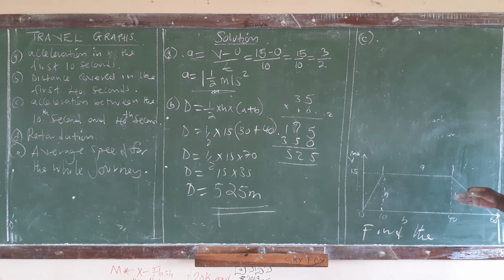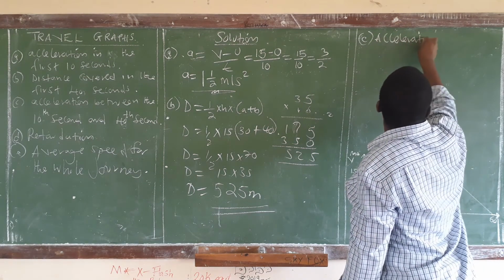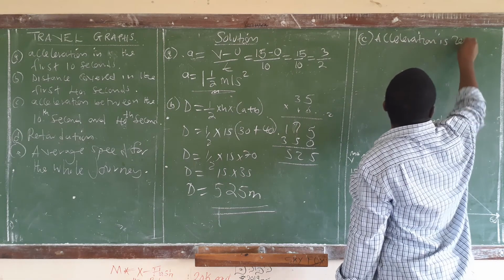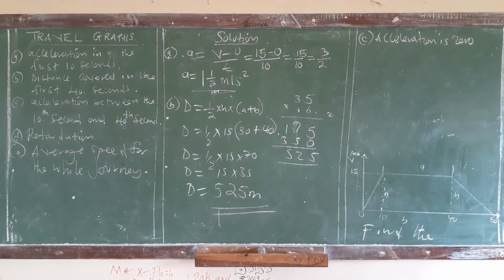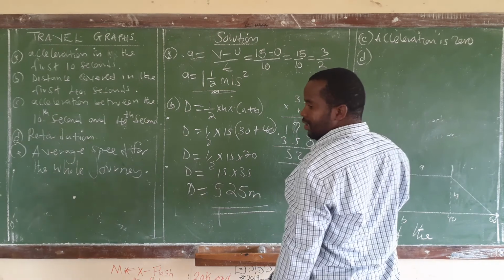Okay. So now, from 10 to 40 seconds, the line here, there is no change. There is change in time on the right, but there is no change in the velocity because the velocity from here is 15. Hence acceleration here, acceleration there is 0. Right? Acceleration is 0. That's the answer. So now, D. We want to get the retardation.